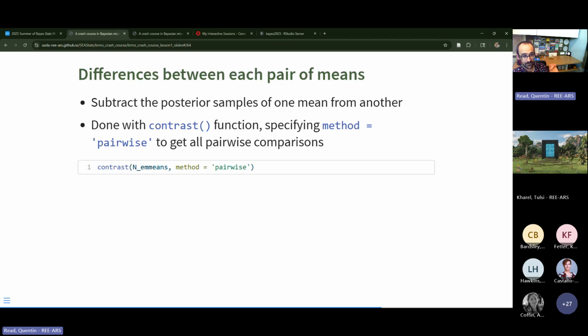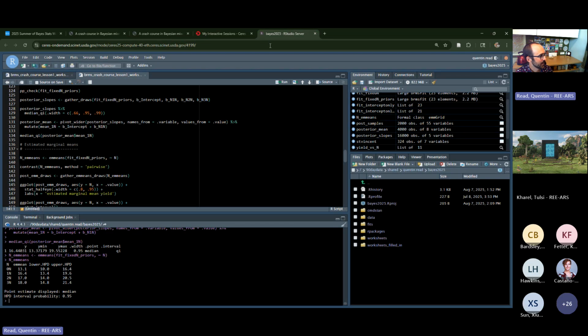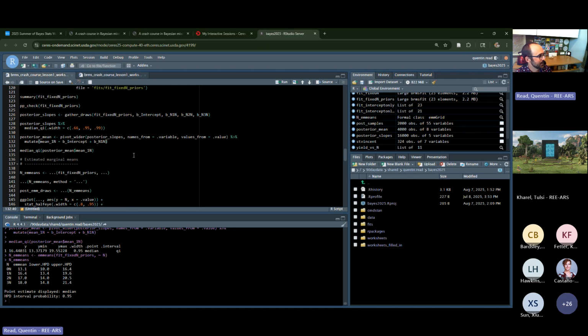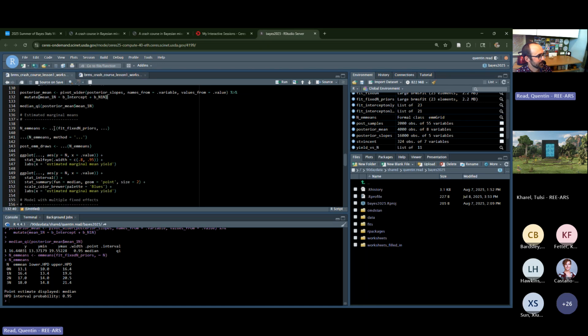The function in EM_means that does the pairwise differences or the contrasts is the contrast function, and we can do method equals pairwise, and that will give us all pairwise comparisons. So let's do that for the means. Oh, you know what? I'm kind of cheating here because I'm using the filled in worksheet. I should go and use the one that has the blanks to fill in, and you all should too, so that you can see that I'm writing the code along with you.